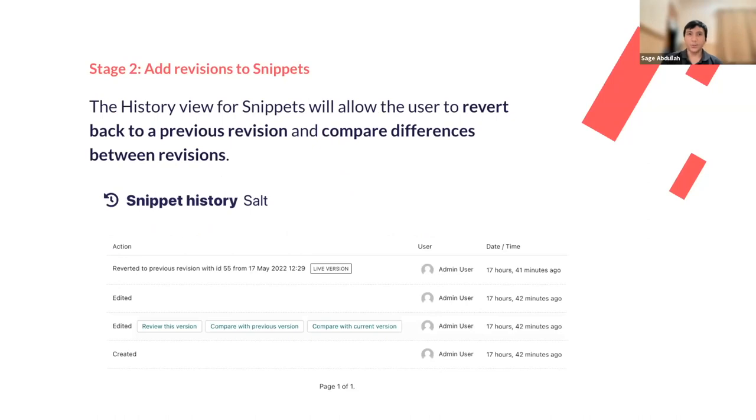Then in stage 2, we will add revisions to snippets. This means that instead of just showing you the actions performed on a snippet, the history view can now show you the actual revision of the snippet at that point in time. So you can revert back to a previous revision and also compare the differences between revisions.